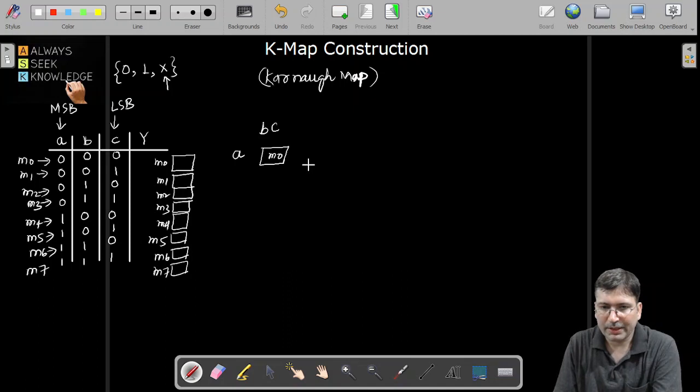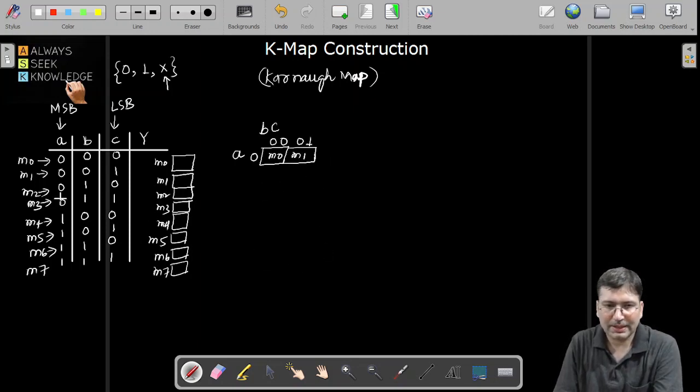Now what can be the adjacent of M0 which differs by only 1 bit? So if I am considering M1, M1 is just having 1 bit difference as compared to M0. So M1 can be the adjacent cell of M0. M0 is representing A is 0, B is 0, C is 0. But M1 is representing A is 0, B is 0 and C is 1, right?